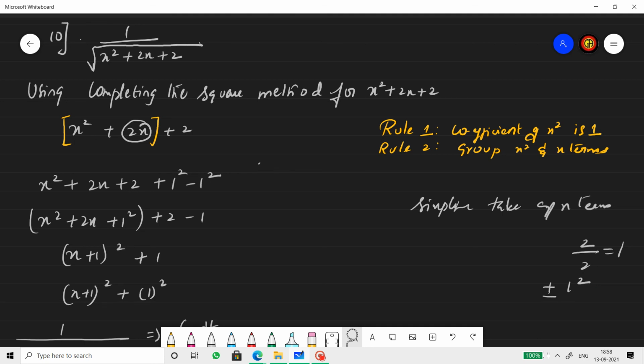So simply take the x coefficient, divide it by 2, whatever number you get, put a square on top of it and insert it back into the question in plus and minus form. So I got plus 1 square and minus 1 square. So I added plus 1 square and minus 1 square. Now I'm going to rearrange this.